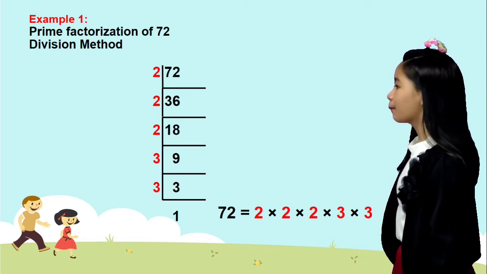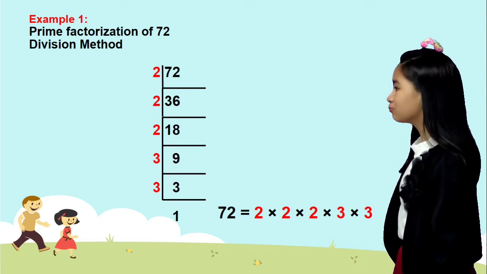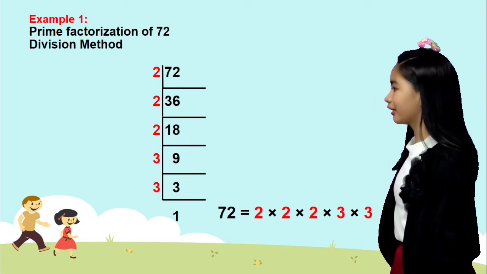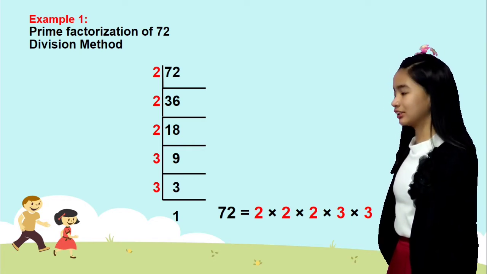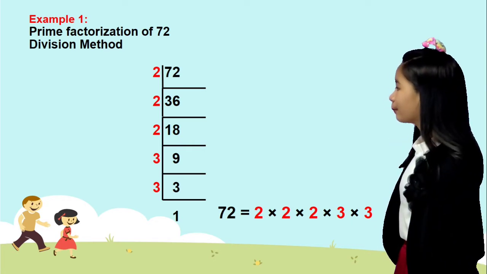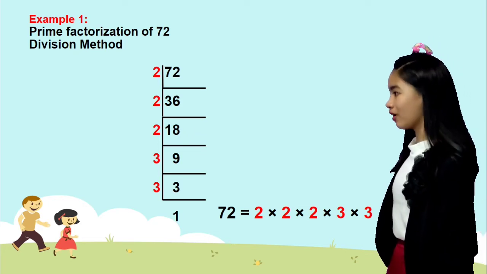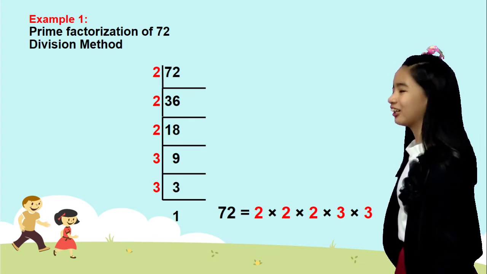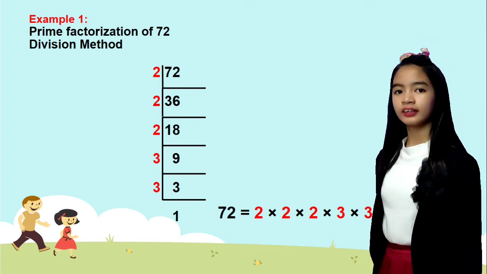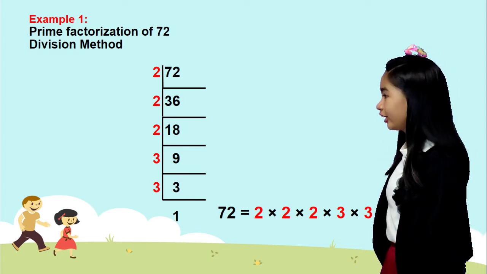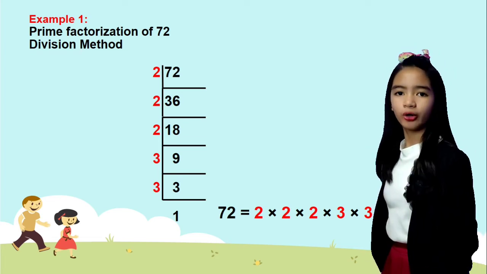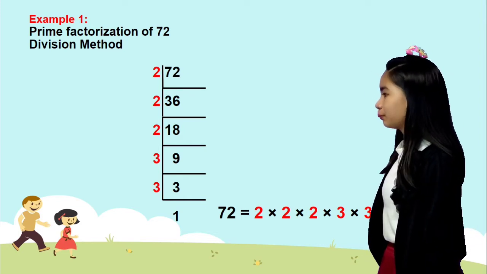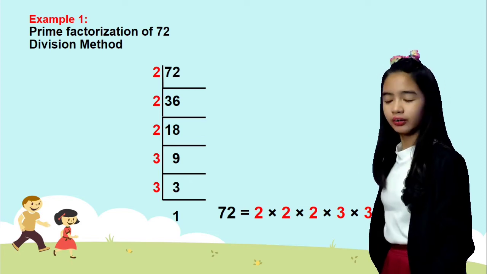Divide 36 again by 2. 36 divided by 2 equals 18. Divide 18 again by the number 2. Remember the first and second steps? Divide the number by the smallest prime number that will divide the number exactly. So again, 18 divided by 2 equals 9. Now, if we divide 9 by 2, the answer is 4.5. We get a decimal number, and a factor cannot be a fraction or a decimal number.